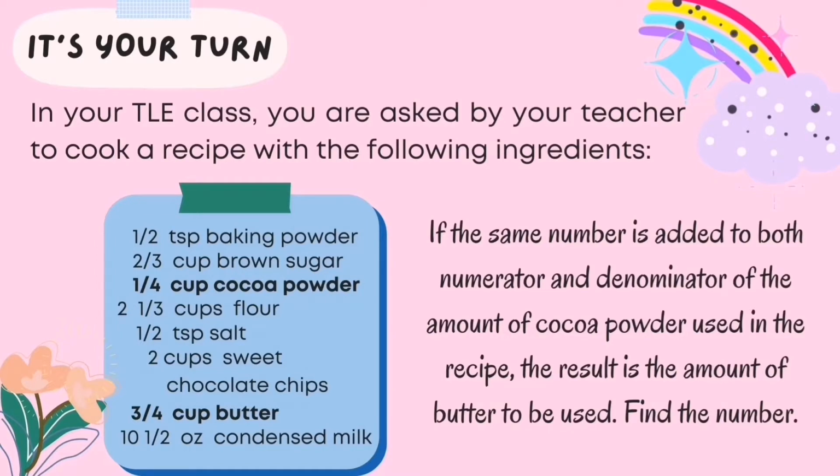In your TLE class, you are asked by your teacher to cook a recipe with the following ingredients. If the same number is added to both numerator and denominator of the amount of cocoa powder used in the recipe, the result is the amount of butter to be used. Find the number. So in here, class, almost the same lang yung given problem na sasagutan nyo dun sa previous na example na binigay ko kanina. Okay? Once na nasagutan nyo na itong activity nyo na ito, don't forget to upload your output in our Google Classroom. So remember, nasa week 3 na tayo.